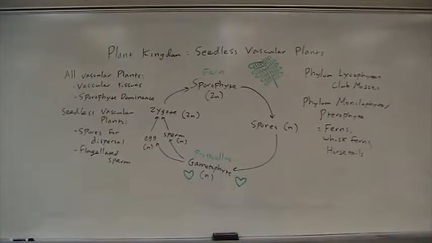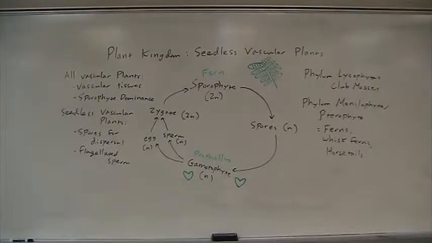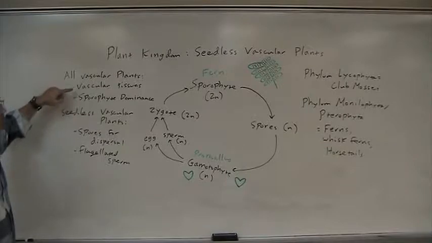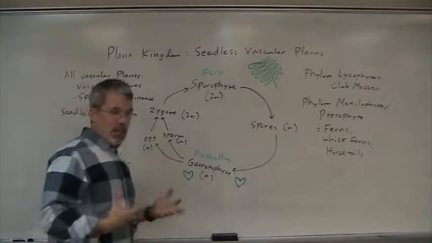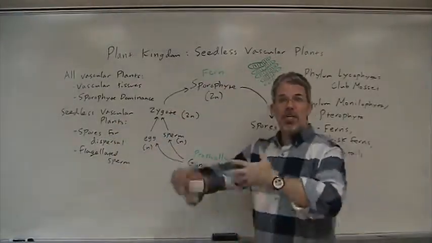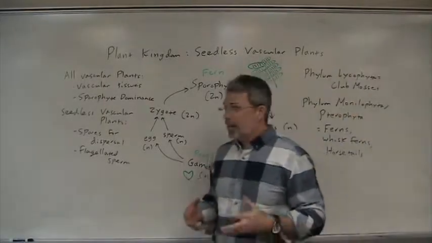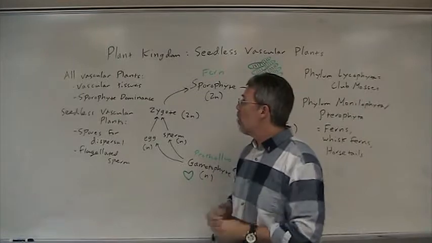Now we have an overview of the seedless vascular plants. Before we go into that, we have to talk about vascular plants in general. All vascular plants have vascular tissues. These are the xylem and phloem, which conduct materials throughout the plant. This allows plants to get larger and allows them to send roots deeper into the soil.